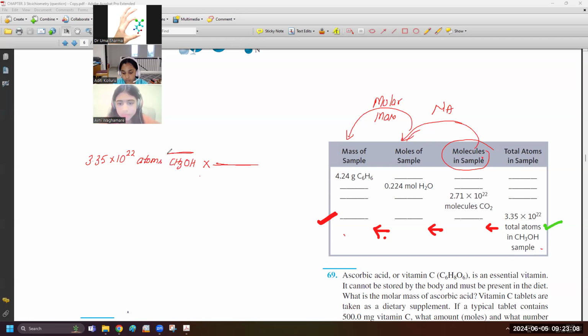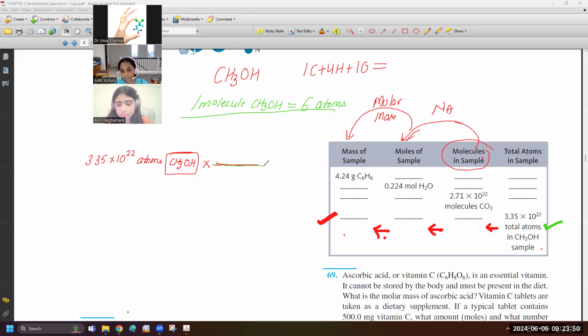Look at this formula, Aditi. How many atoms are here in this formula? There is one carbon, there are 4 hydrogen, there is 1 oxygen. How many are there? 6. Yes. So this is the ratio I know, that one molecule of CH3OH has 6 atoms. I'm going to use this ratio.